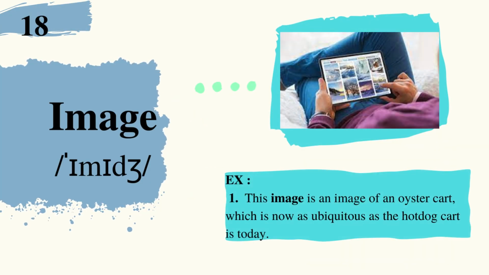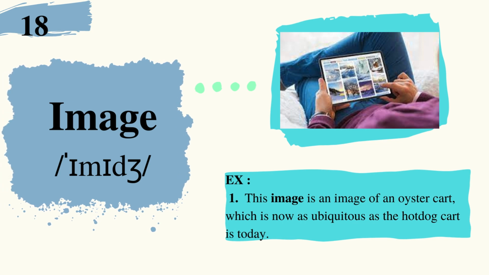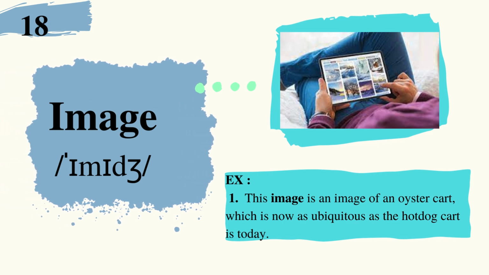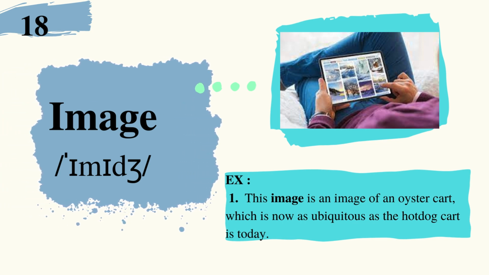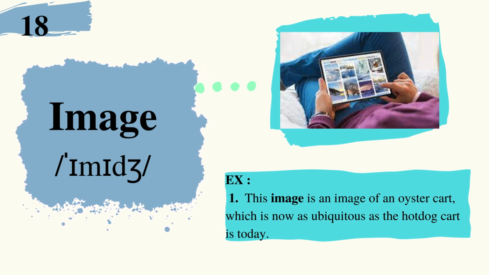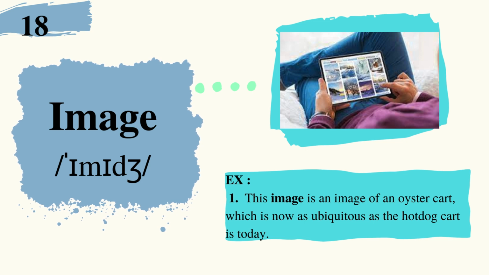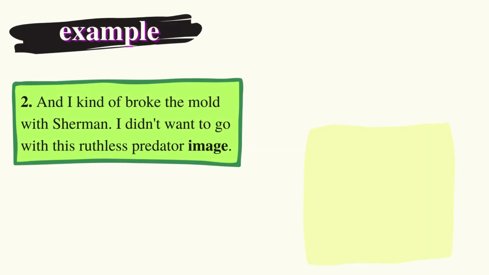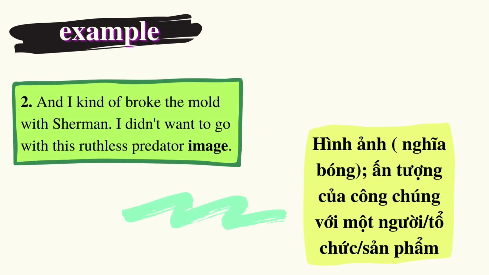18. Image. Image. Example. This image is an image of an oyster cart, which is now as ubiquitous as the hot dog cart is today. And I kind of broke the mold with Sherman. I didn't want to go with this ruthless predator image.